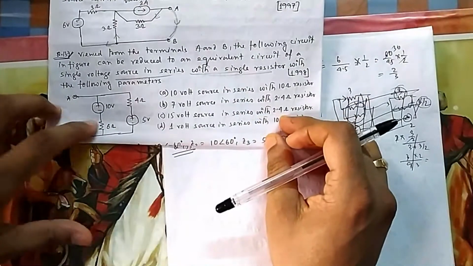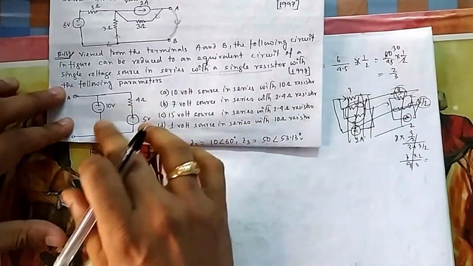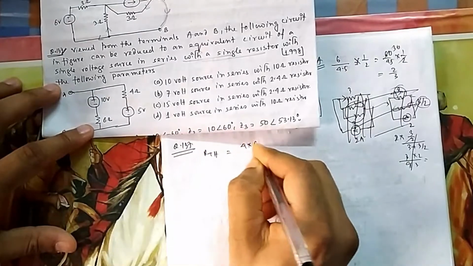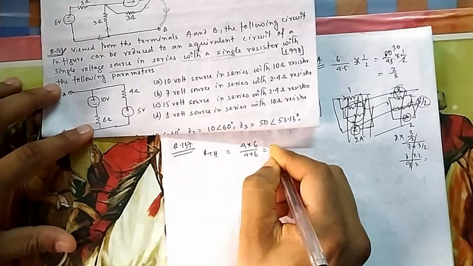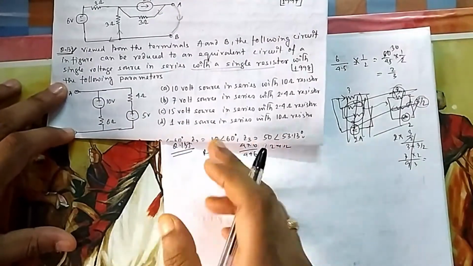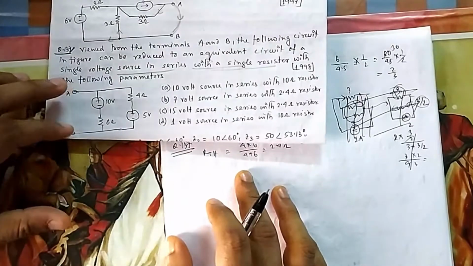For the resistance, if you look from this side, these two are in parallel. So RTH will be 4 into 6 divided by 4 plus 6, that is 2.4 ohm. So obviously either B or C will be the answer; A and D are ruled out. Now what is the open circuit voltage here?